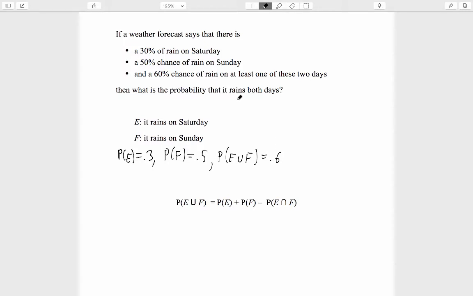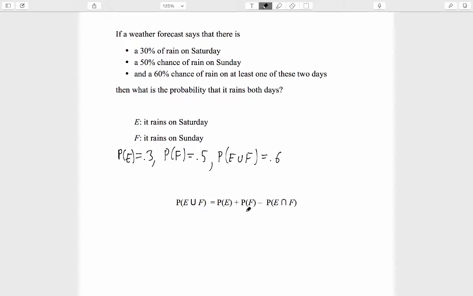This is crucial. We need to be able to interpret the language here and see that the event that it rains at least one of these 2 days is precisely the event E union F, that it rains on Saturday, or that it rains on Sunday, or that it rains both days. That's another way of saying that it rains on at least one of these 2 days. We are asked to find the probability that it rains on both days, which is the event E intersect F.